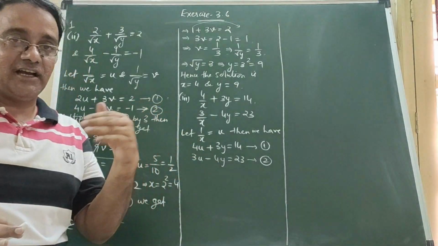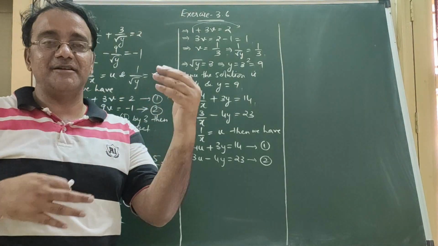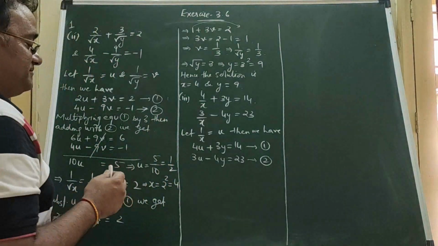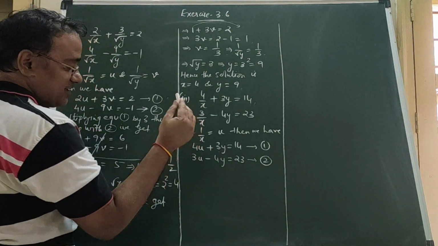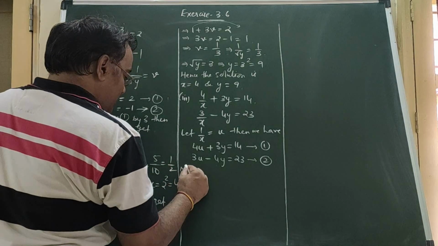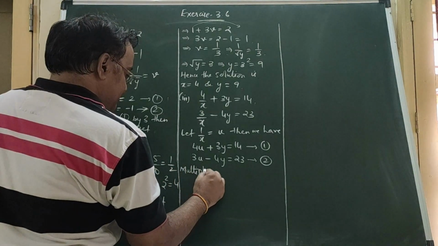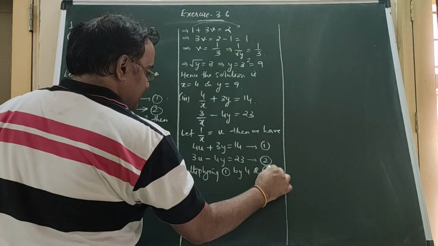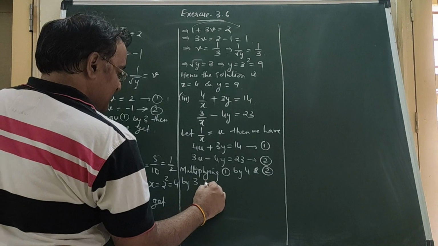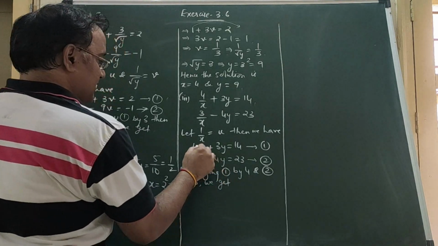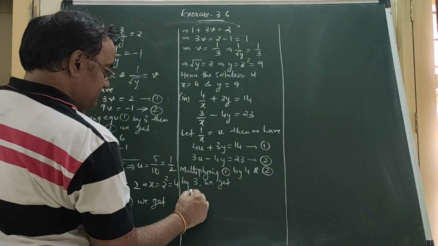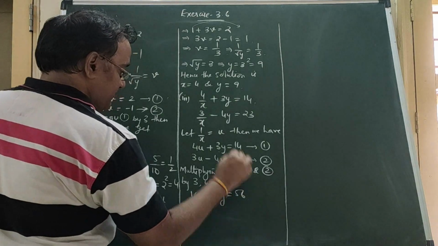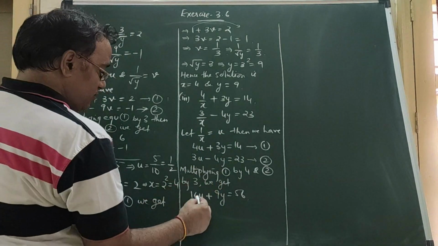So I told you that I will give preference to the different sign, plus minus. Why? Because for that I have to add the equations. So we are multiplying this by 4 and this by 3, then we'll add. So what we'll write, multiplying 1 by 4, 2 by 3 we get. So here we are multiplying by 4. 16u plus 9y is equal to 56, and we multiply this by 3.